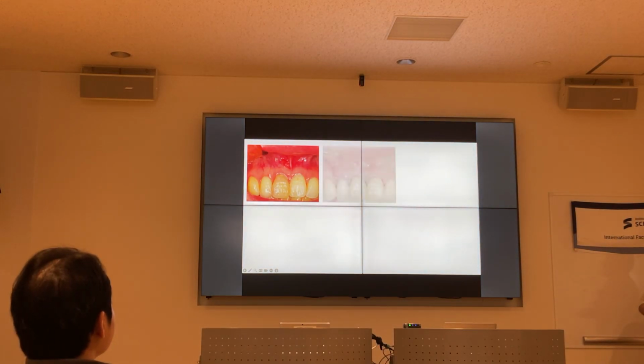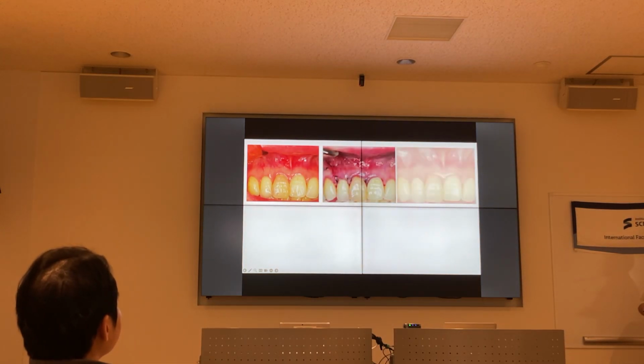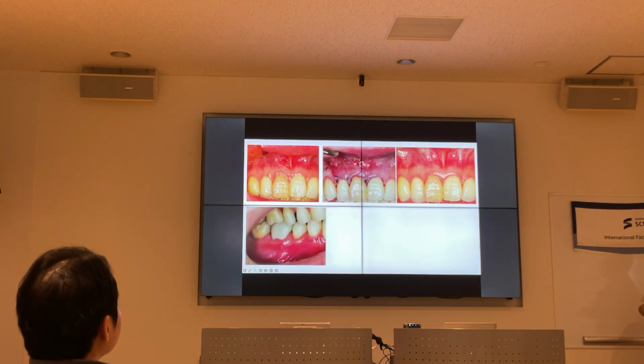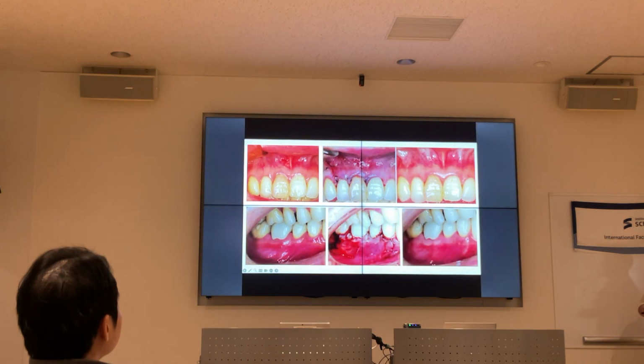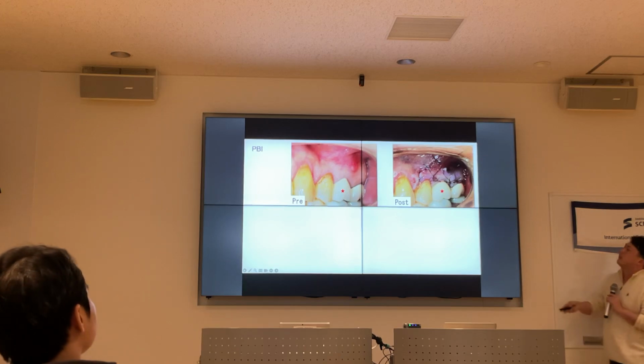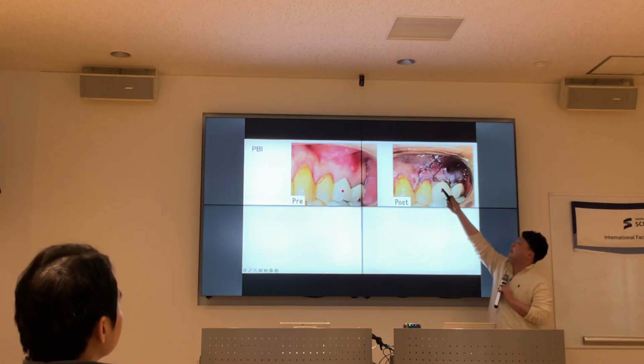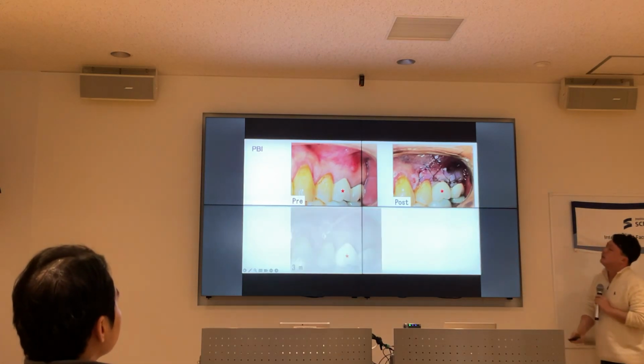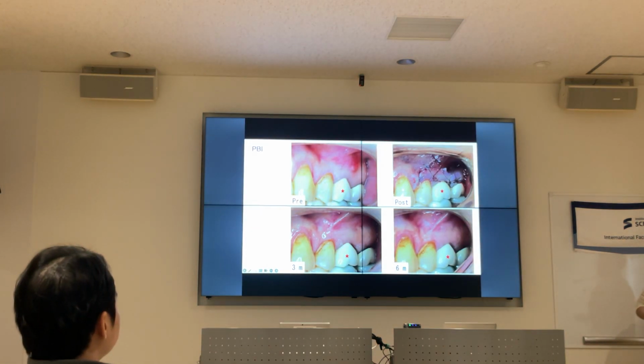This case has a very simple incision and suturing. This case is a papilla-based incision. Here are two sutures in the papilla area. This is very good healing. No scar.